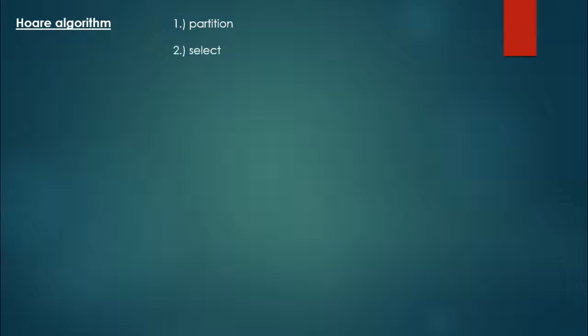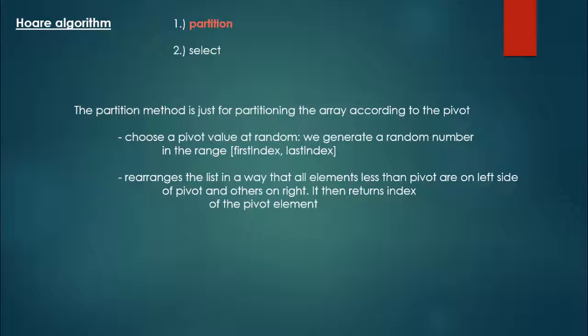So we have two phases, the partition phase and the selection phase. What about the partition phase? The partition method is just for partitioning the array according to the pivot item. So we choose a pivot value at random. We just have to generate a random number in the range from the first index to the last index. We are able to do it in C++, in Python or Java without any problem.